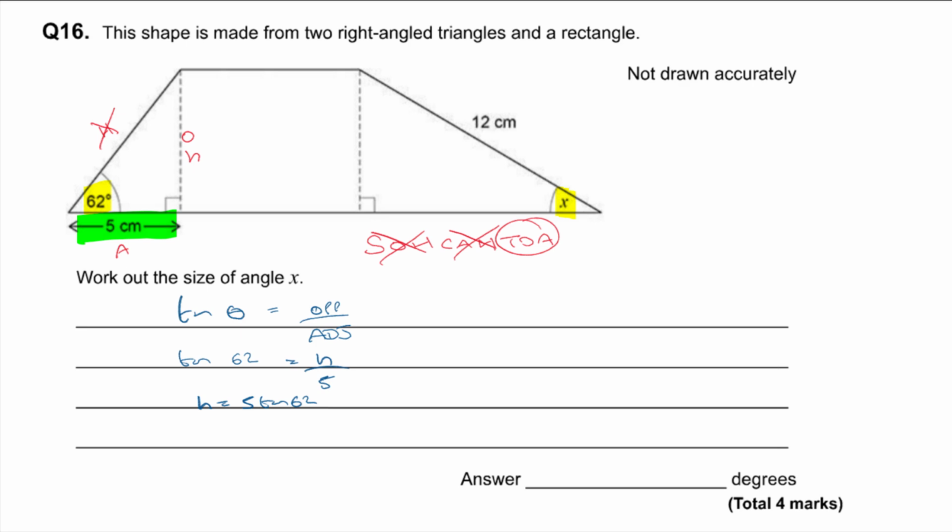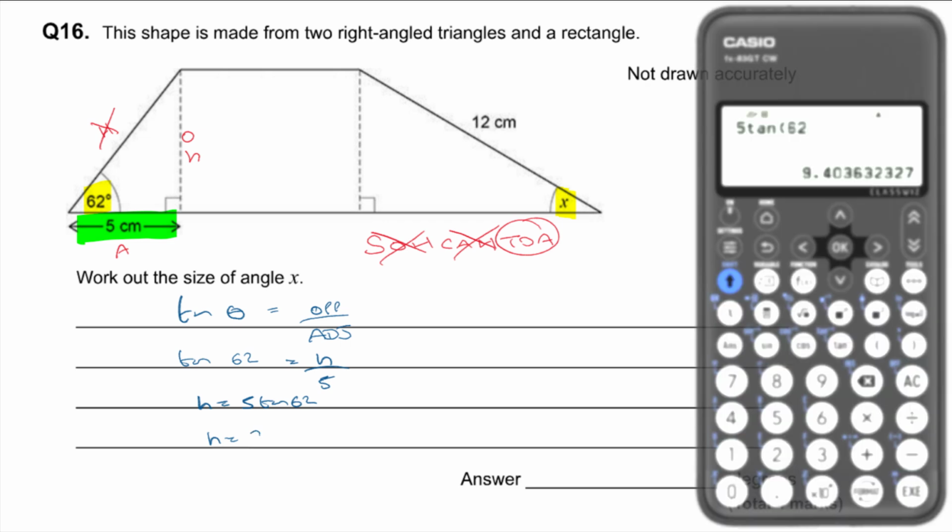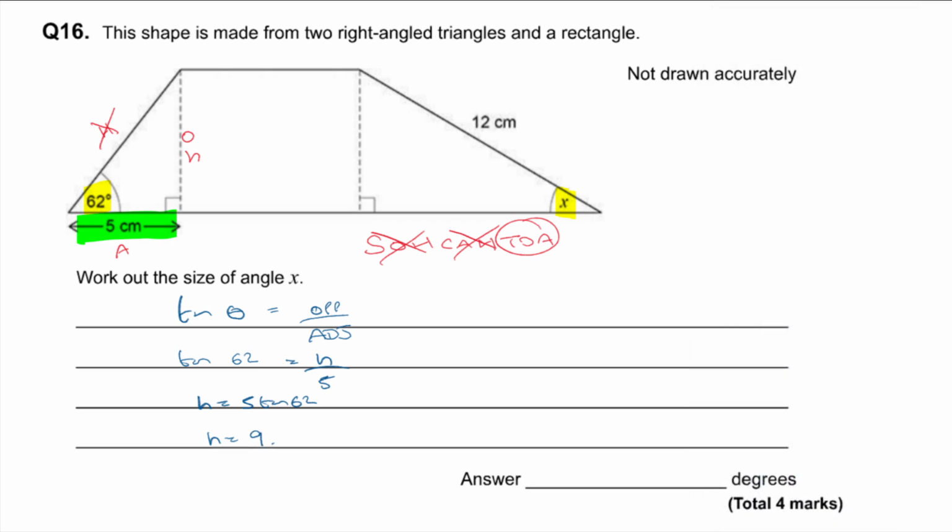Typing that into the calculator: 5 tan 62. Just get into the habit of writing down everything you're going to type into the calculator before you type it in. 9.40. I'm going to write down 9.40. I'm going to keep the full calculator display though because I'm going to use that in my next calculation. Okay, so just retain it as you go along.